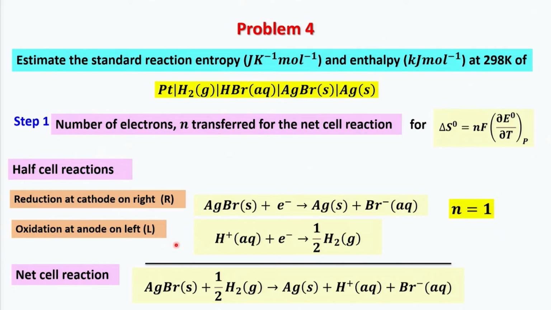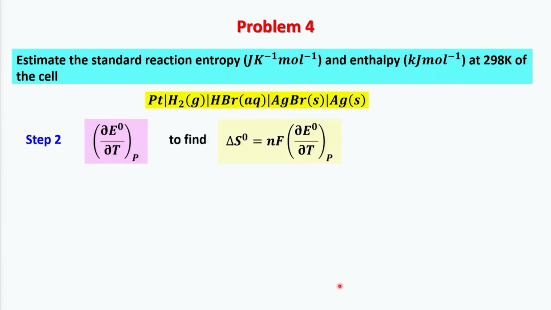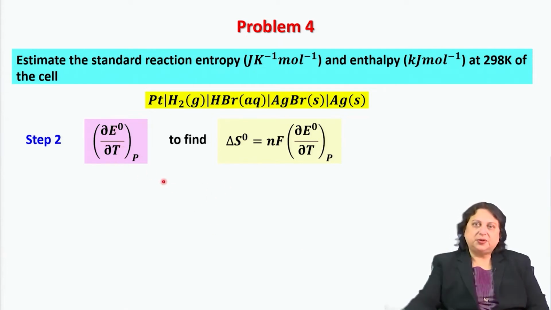Okay. So, when I subtract and write down the net cell reaction, I understand that in the balanced chemical reaction as written over here, how many electrons are involved? There is only 1 mole of electron involved per mole of conversion of solid silver bromide in reaction with half mole of hydrogen gas, producing 1 mole of silver solid and 1 mole each of H plus aqueous and Br minus. Now, what is the second step? The second step is you need to know del E naught del T at constant pressure.